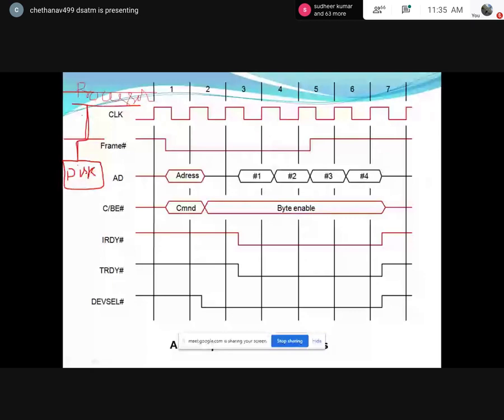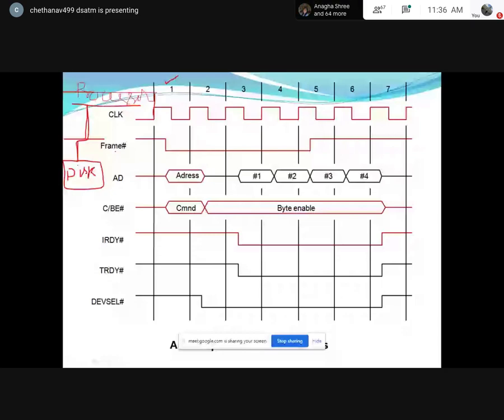At that time the processor has to initiate, starting with the initial clock cycle. With the first clock cycle the processor will initiate, something like a master initiating. As soon as it initiates, we enable the frame signal. The frame signal indicates that the data transmission is enabled: the processor requested some data from the disk, and now the disk is sending that data to the processor.